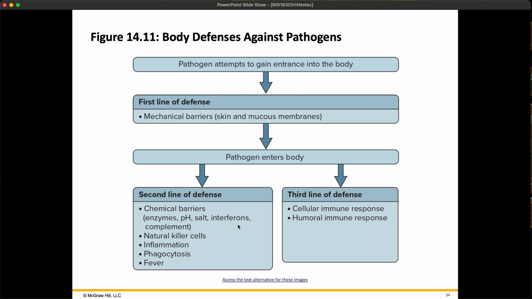So here's a little flow chart of that. Pathogen attempting to gain entrance to the body. Your first line of defense is mechanical barriers. If they can get through that, the pathogen enters the body. It then has to deal with the second line of defense. And while it's going through this, it may activate our third line of defense as well.